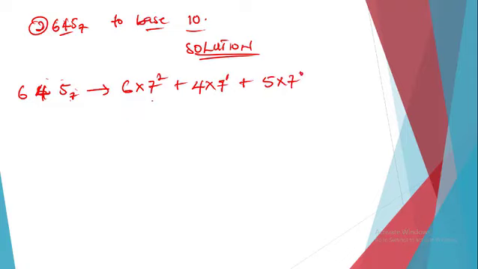Now we start. 7 times 7 will give us 49, and 49 times 6 will give us 294. Then we'll have 4 times 7. 4 times 7 will give us 28.